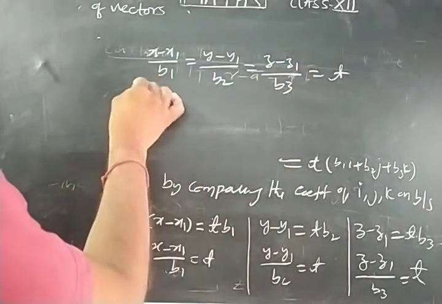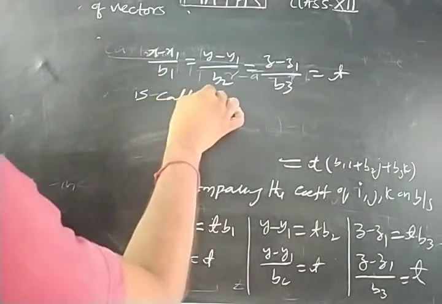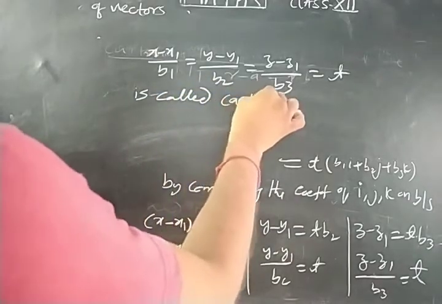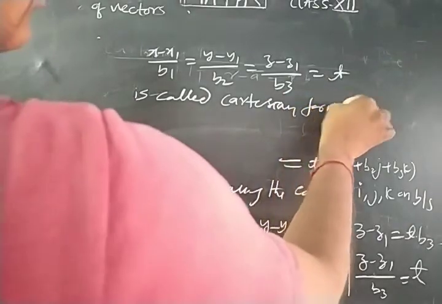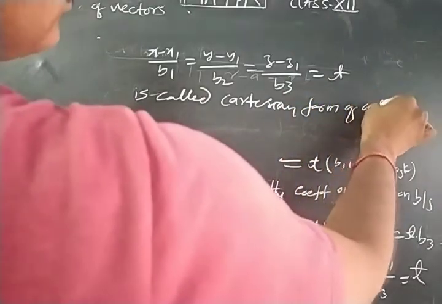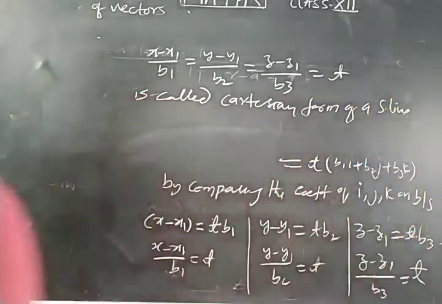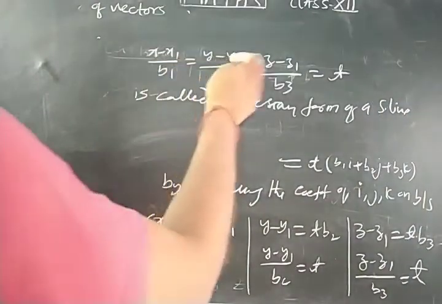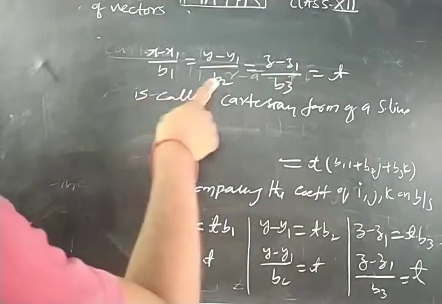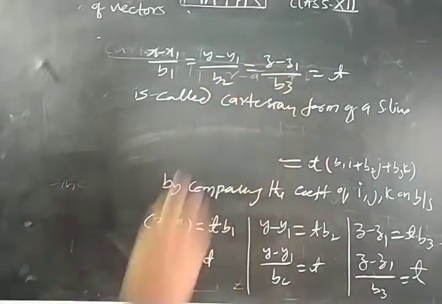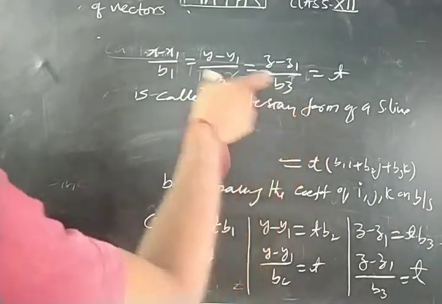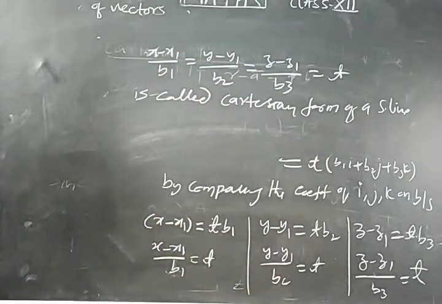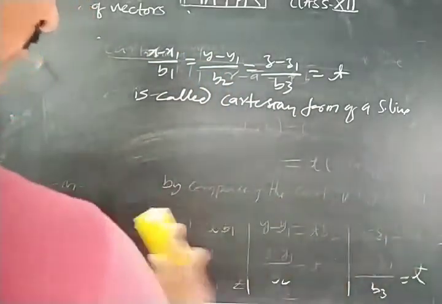This is called the Cartesian form of a straight line, which is passing through a fixed point x1, y1, z1 and parallel to the vector b1 i, b2 j, b3 k. Right? To get the Cartesian form of the straight line, you have to use this formula. Now here write some notes.